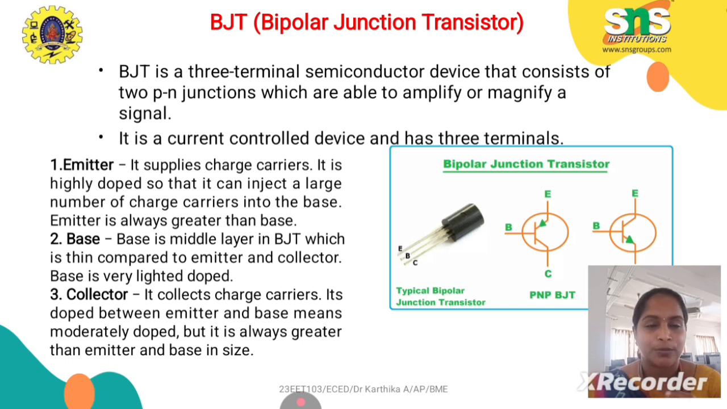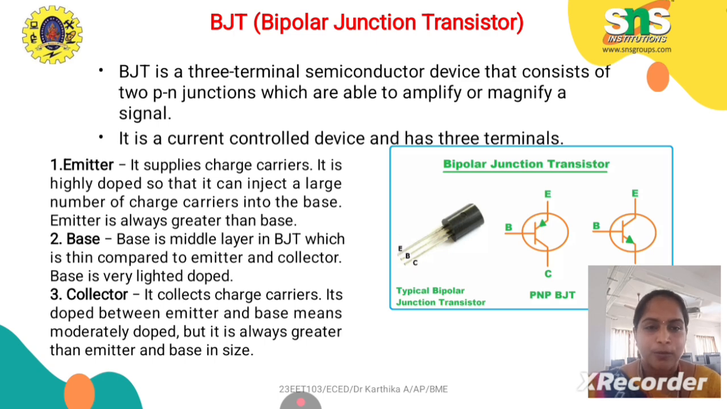We know that. What do you mean by amplitude? What do you mean by magnitude? Amplitude has only the positive side. Magnitude will take both positive as well as negative. Actually, bipolar junction transistor is a current control device and it has three terminals. The terminals are emitter, base and collector.